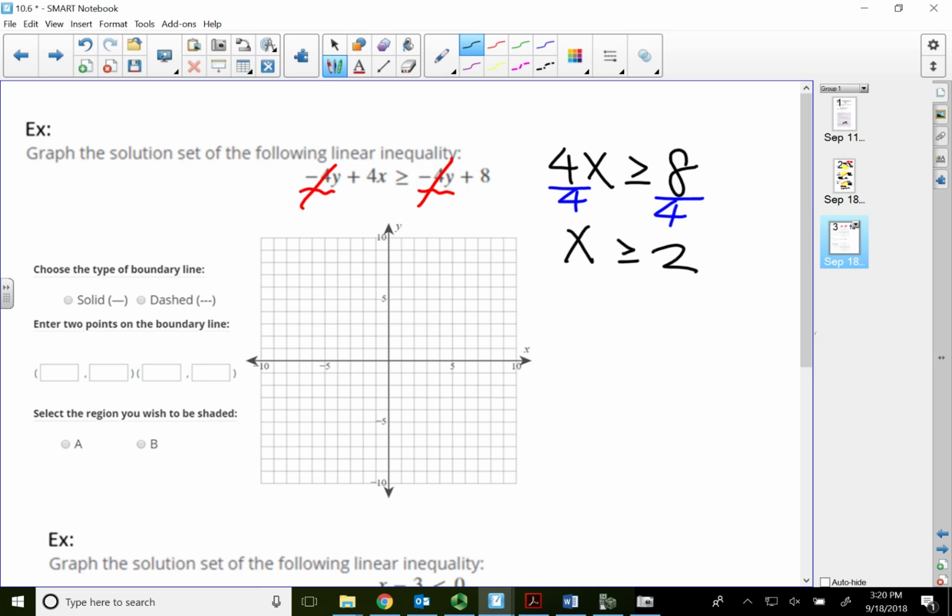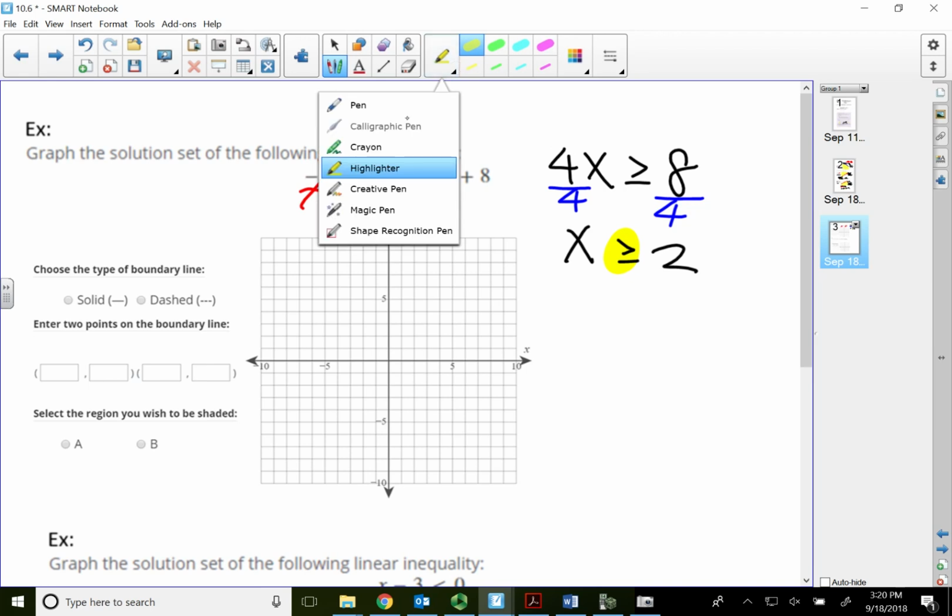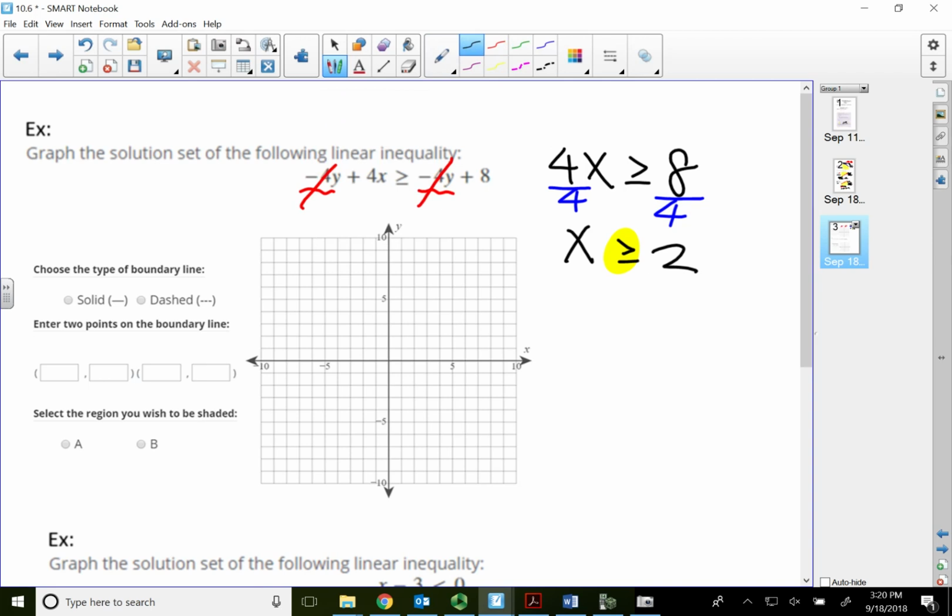All right, so greater than or equal to 2 means we will shade to the right side of this vertical line. So solid line, because there's an equal to. I need points. I know my x has to be 2, but my y value can be anything I want them to be. So I'm just going to say 1 and 4. So 2, 1 and 2, 4. To the right 2, up 1. To the right 2, up 4.